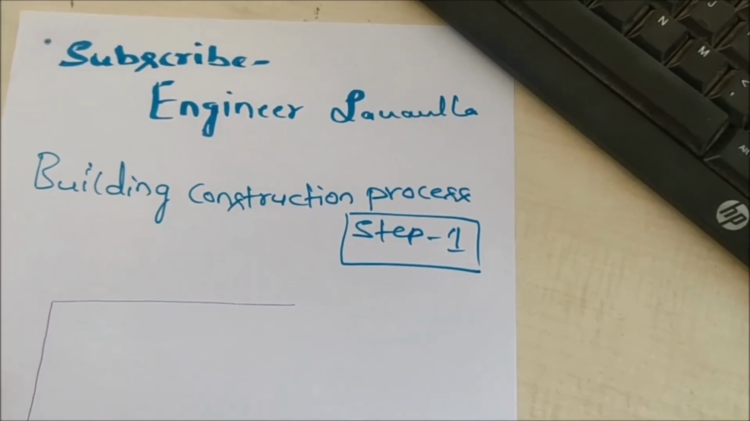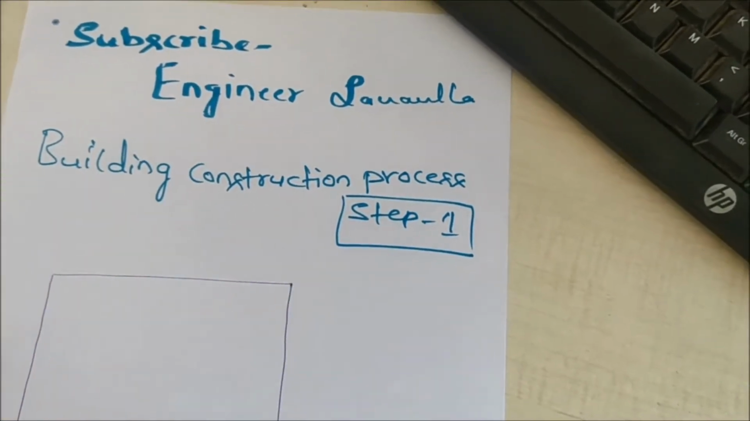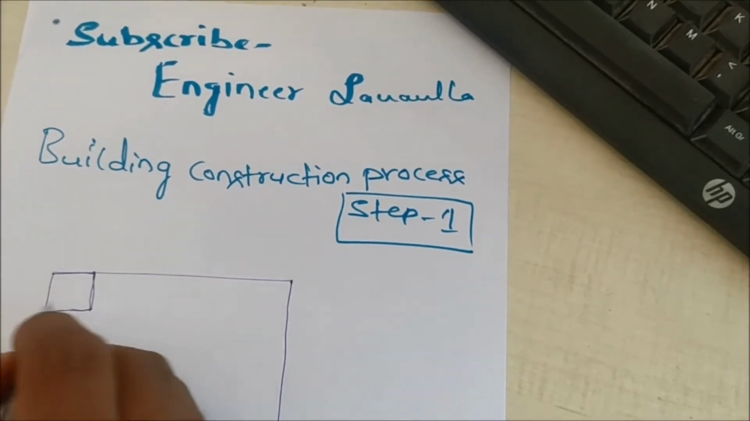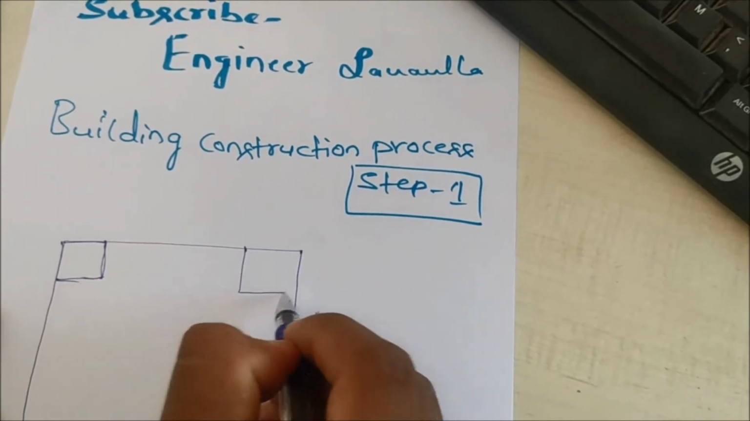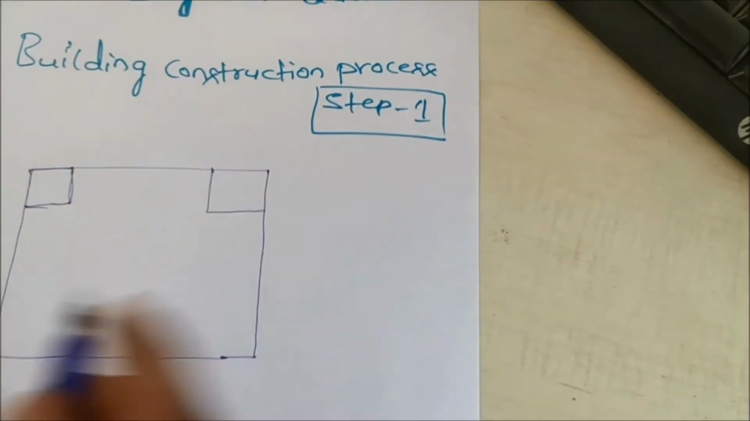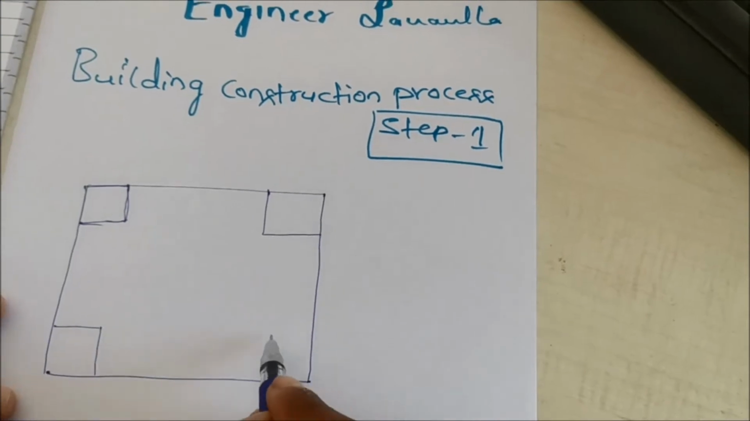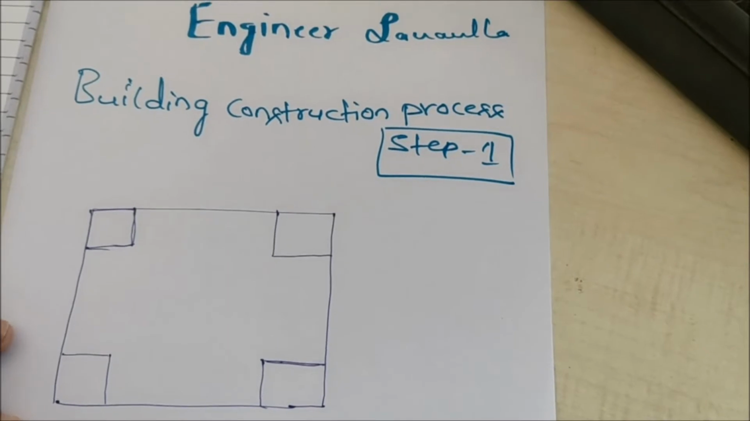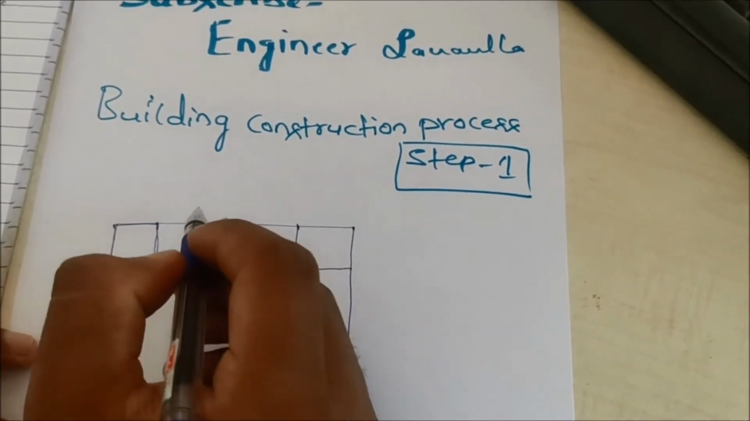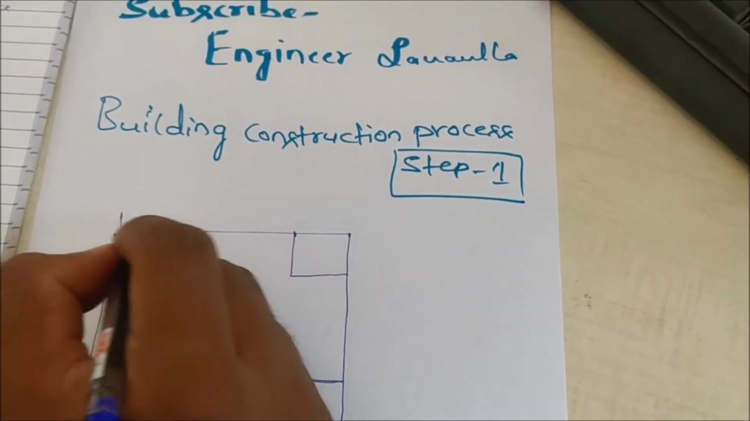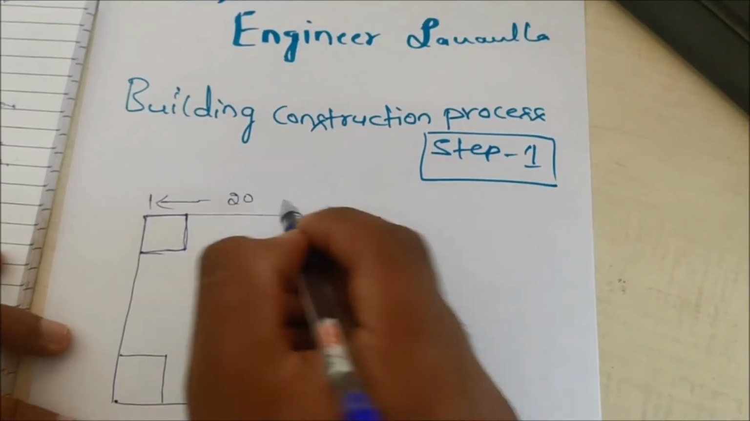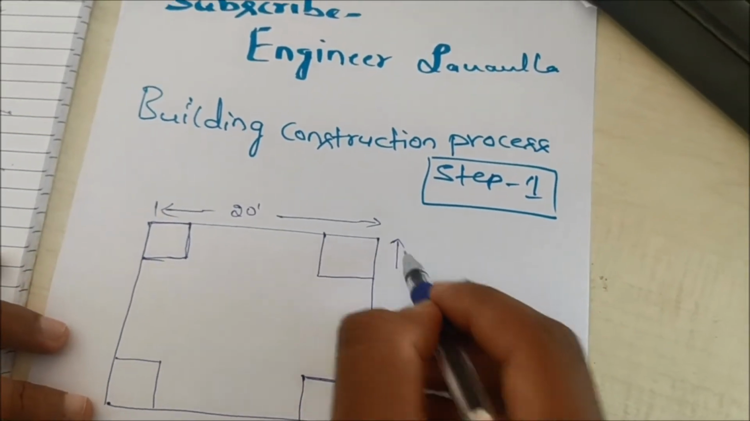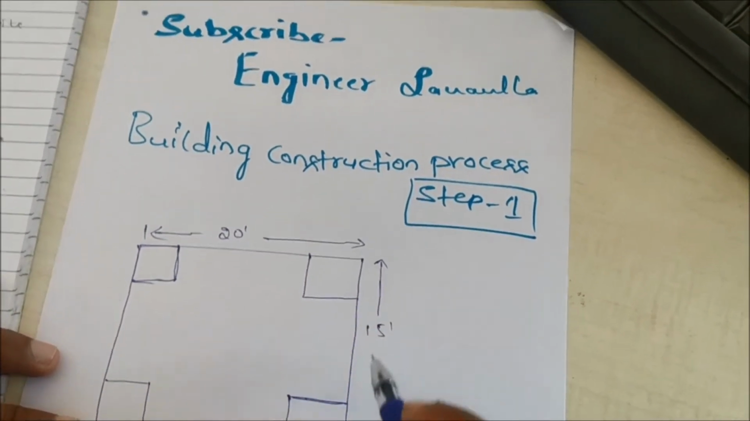See, this is the plot. Here one column I will take, like the pit. This is the pit. Here is another pit, and here is another pit. So 4 pits should be excavated. This is for the example. Here is 20 feet, and here is 15 feet.